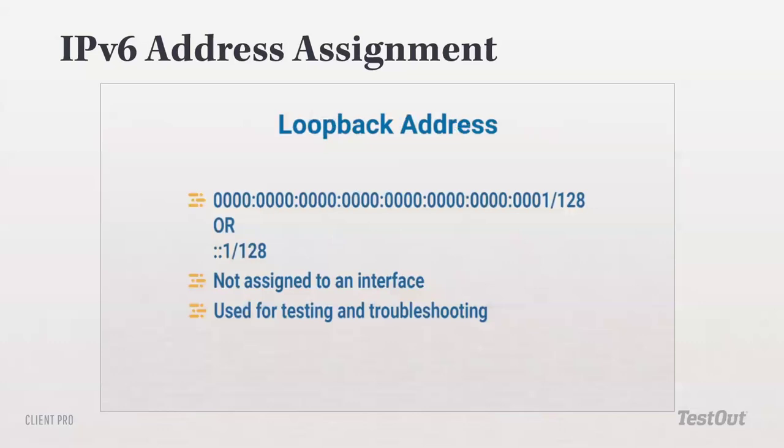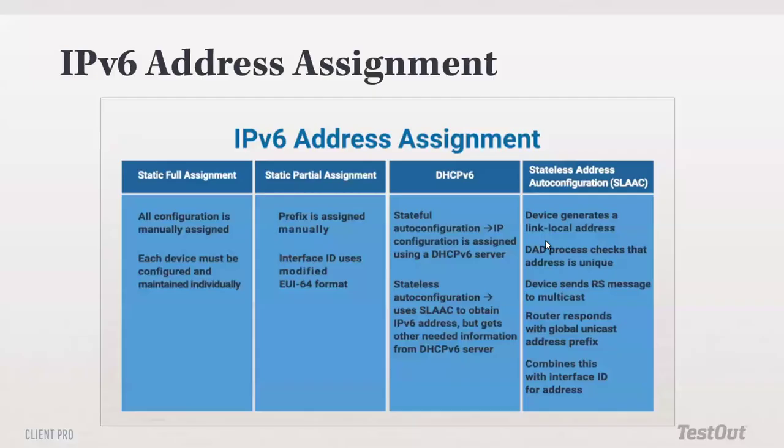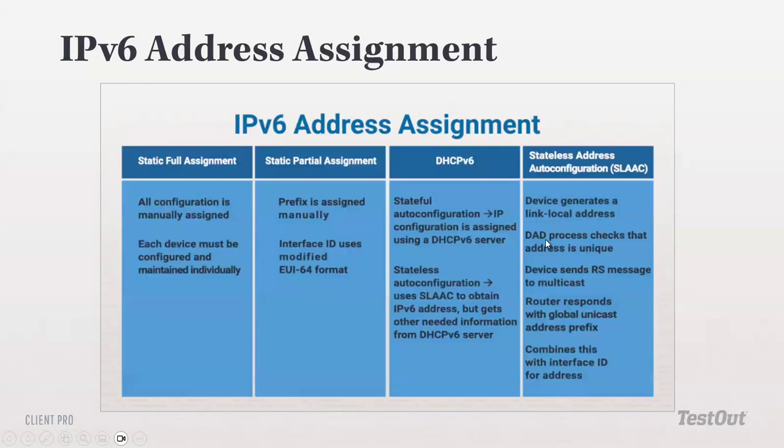And then for testing, we also have a loopback address, and that is the 0001 at the end, or we can just use that double colon and the 1 for the last group right here for the 16, and that is your testing and troubleshooting address. If you want to make sure that your IP stack is properly working, that's when you would ping the loopback address for IPv6.